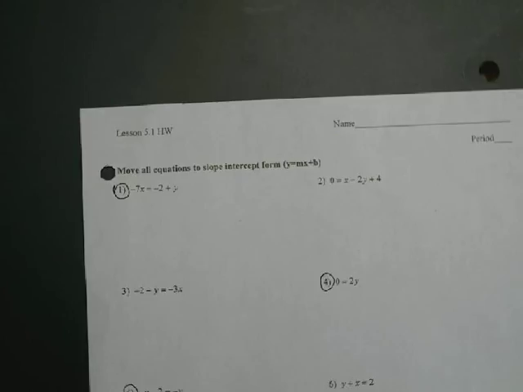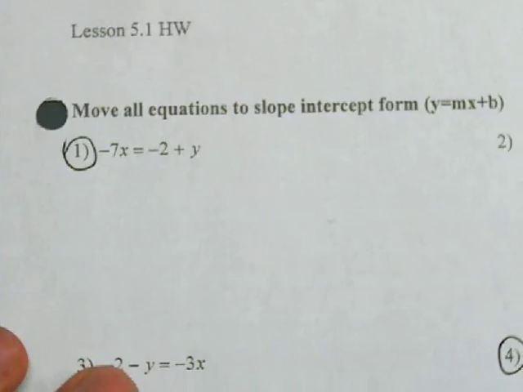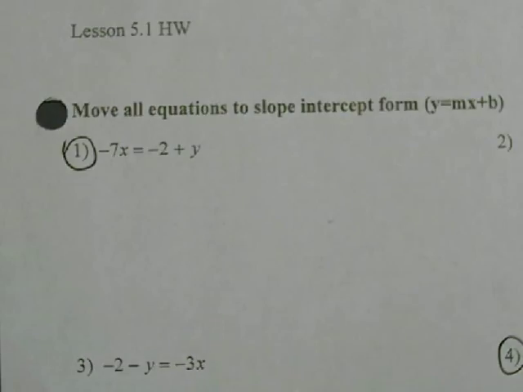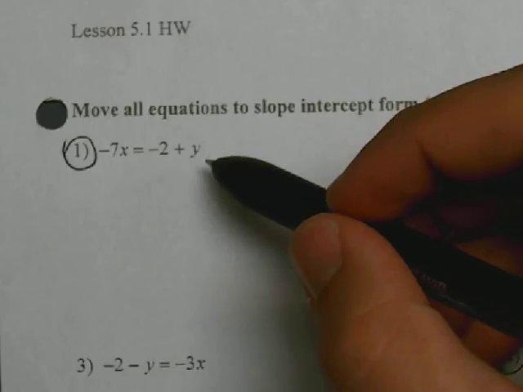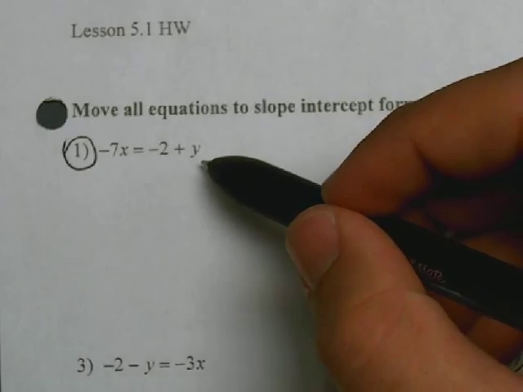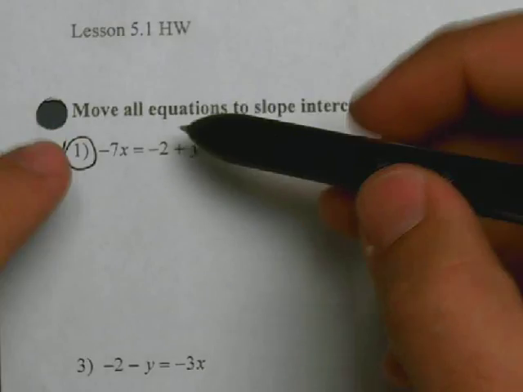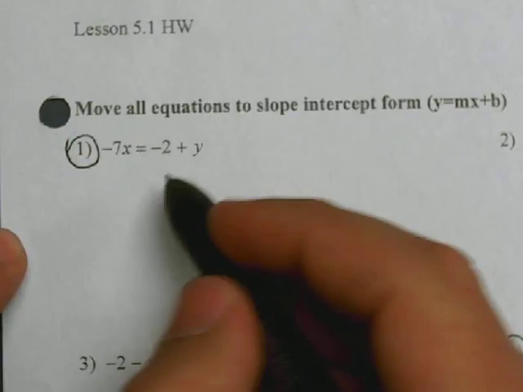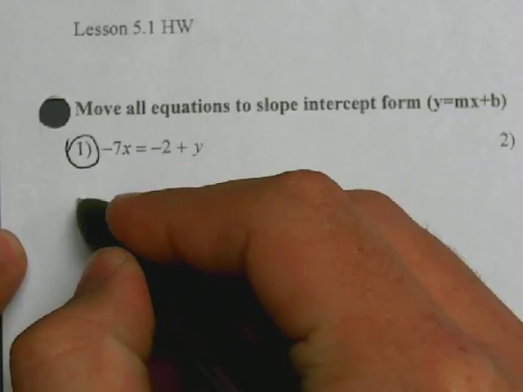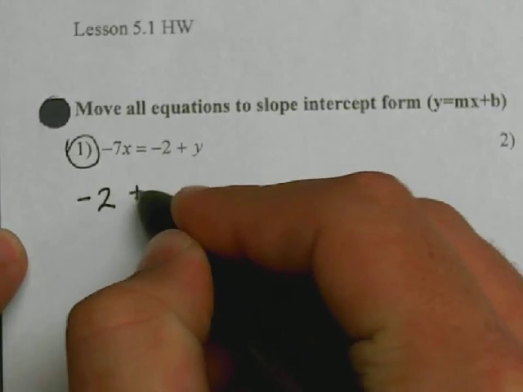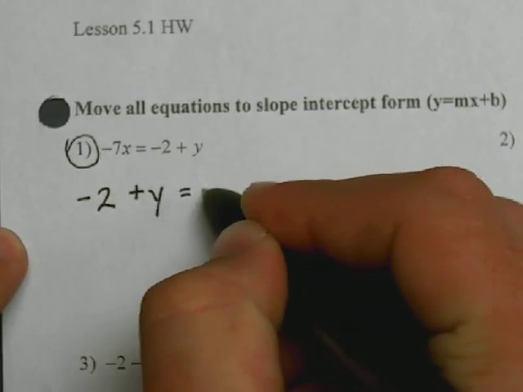Okay, so let's start first with number 1. We got negative 7x equals negative 2 plus y. So we'll zoom in here. The first step you have to ask yourself is this: is y on the left side? Y is not on the left side. So the easiest move is to just switch them, to literally just flip the equation. So it would look like this: negative 2 plus y equals negative 7x.